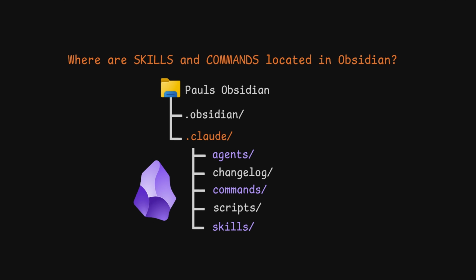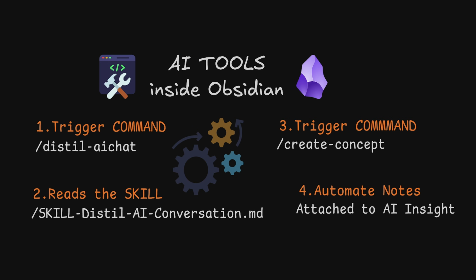So skills and commands are located inside of your Obsidian Vault. So you can see here I've got Paul's Obsidian and it's inside my .claude folder, and I place them inside my commands or skills folder. So the process we're going to follow once we have our AI conversation in Obsidian is we're going to trigger our command, read the skill, trigger another command, and then automate notes. So let me show you a demonstration of how this works.